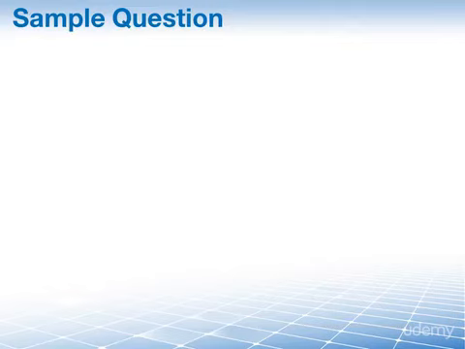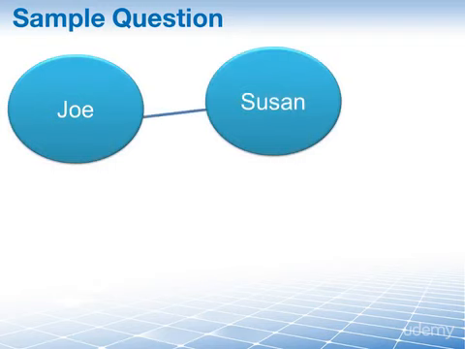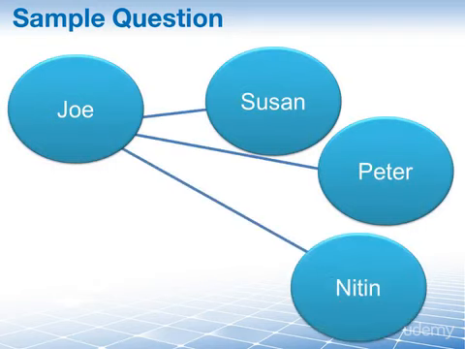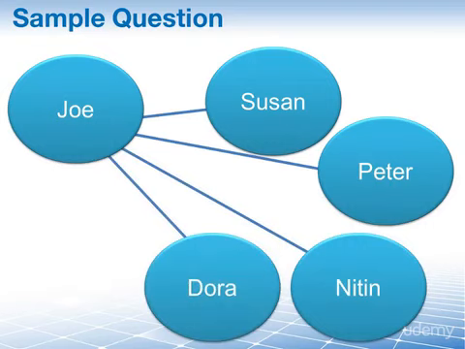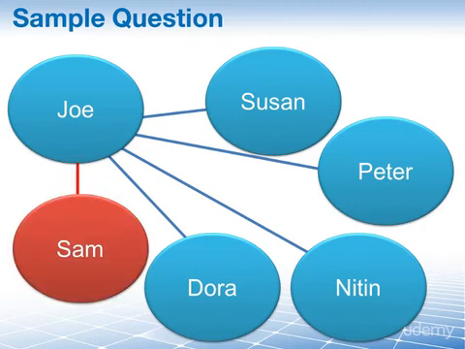When it comes to sample questions from professional training companies, you will find that the communications formula is a central focus of these questions. So let's assume there are 5 people on the project. We have Joe, the project manager, we have Susan, we have Peter, Nitin, and Dora. So we have 5 people here on our project. The question could now be, if one more team member, Sam here, is added, how many channels do you now have?